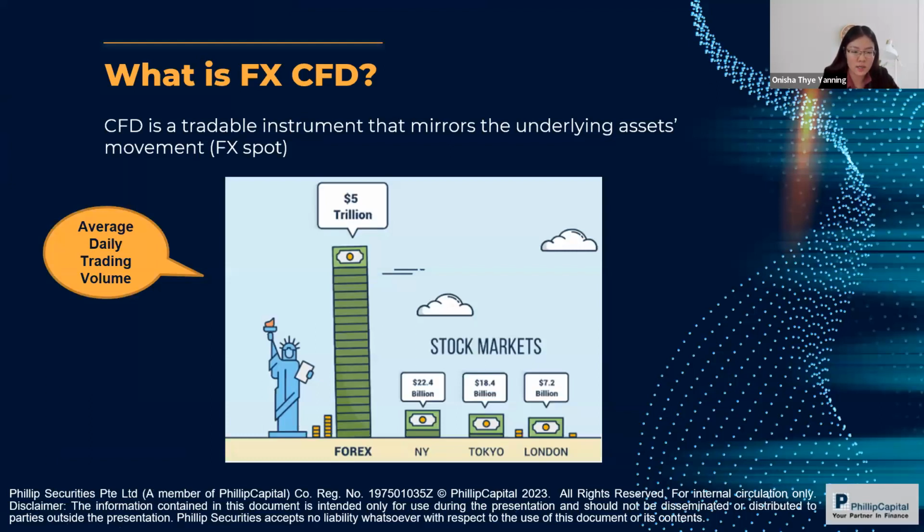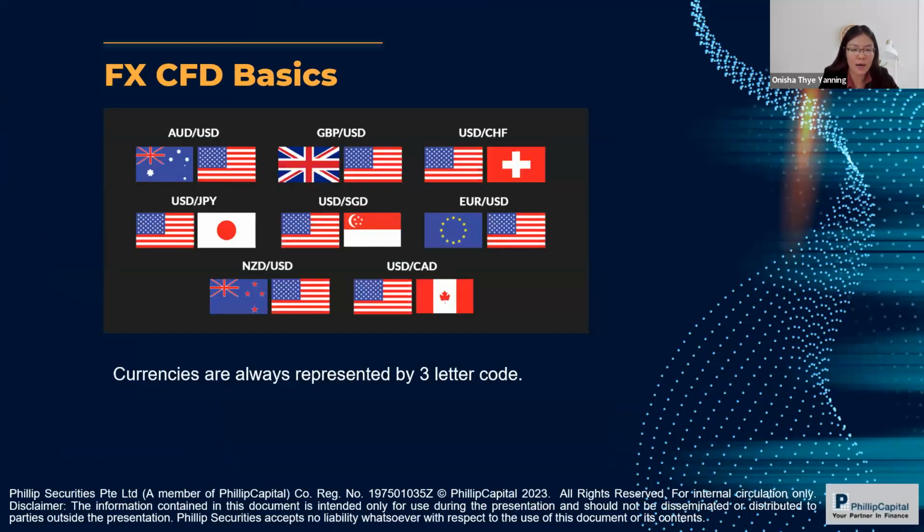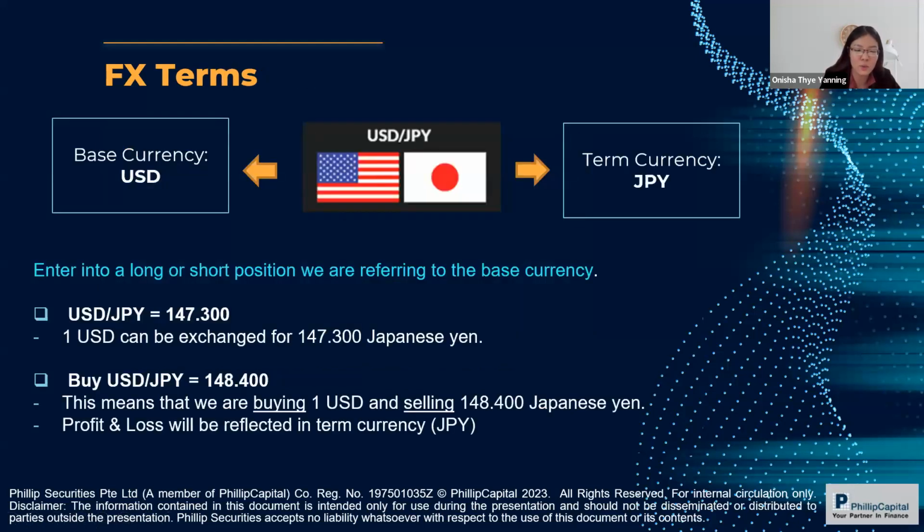Now, let's see how we read currency pairs. All currencies are always represented by a 3-letter code, and the currency pair is represented by combining the 3-letter codes. It depends on what currency you want to trade. So let's say Australian dollar and USD, then it's written as Australian dollar / USD. Now let's learn about the FX terms. The left side is always the base currency, which in this case is USD. The right side is the term currency, which is Japanese yen.